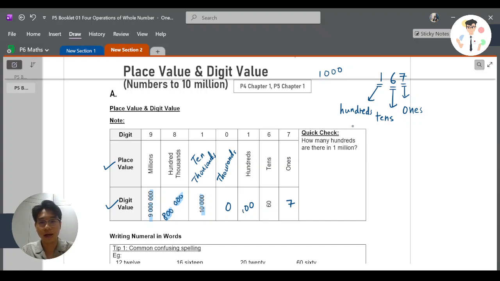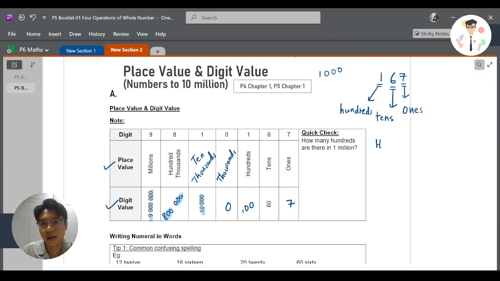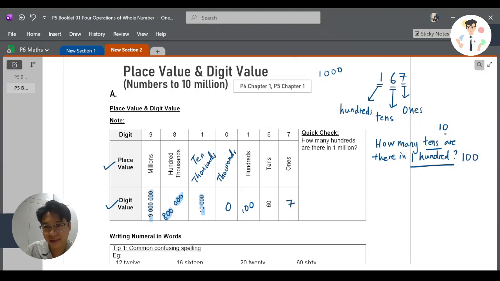Okay, let's do a quick check here. Let me just show you the easier one first. Maybe this is a bit harder for you. Let me ask you this: how many tens are there in 100? Tens, as you know, is 10. And 100 is 100. So how many tens are there in 100? How many?